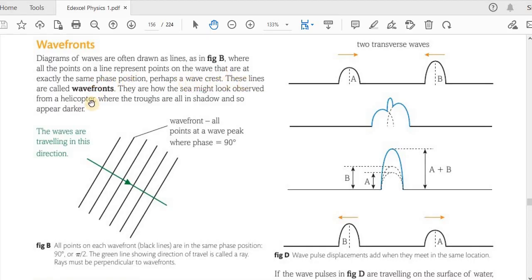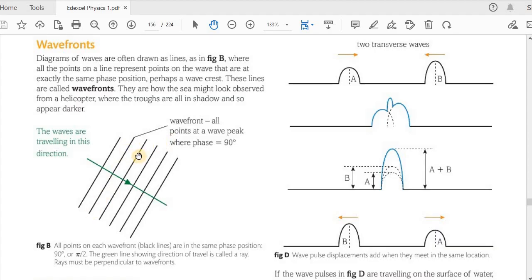perhaps a wave crest. These lines are called wave fronts. They are how the sea might look observed from a helicopter, where the troughs are in shadow and so appear dark. Waves are traveling in this direction. The direction the waves travel also we can say is the direction of the ray. Wave front, all points on a wave peak where phase is equal to 90 degrees. Okay.